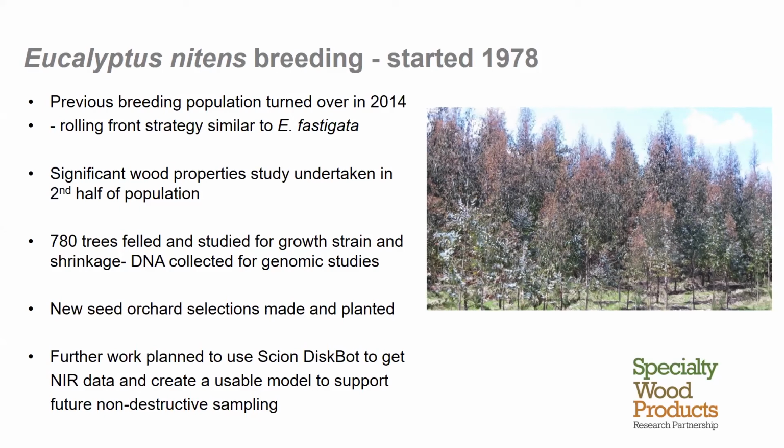New seed orchard selections have been made from this generation. It's the 4th generation for the species. And further work in the near future is to use the Scion Dispot to scan some samples from the felled trees and create an NIR model to predict some of these traits so that the future research can be done with non-destructive sampling.